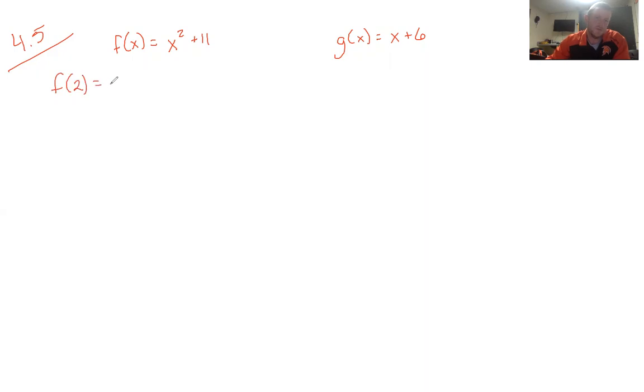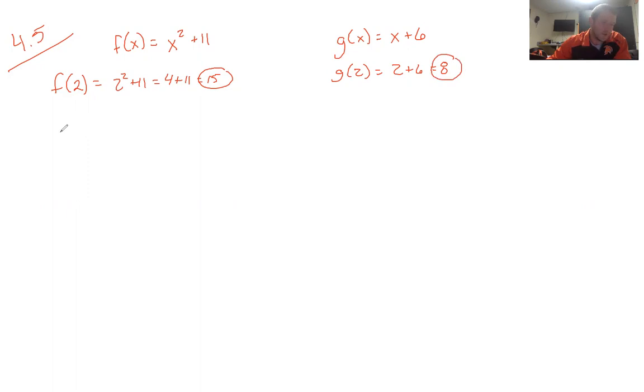f of 2. Would I use g at all for f of 2? No. So I'd only use f, and all I'm doing is plugging 2 in for x. So I replace x with 2, so it's 2 squared plus 11. It should be 4 plus 11, which is 15. So that's your answer. Same thing if they go g of 2, all I'm doing is plugging 2 in for x. 2 plus 6 is 8. So really that's not too difficult.